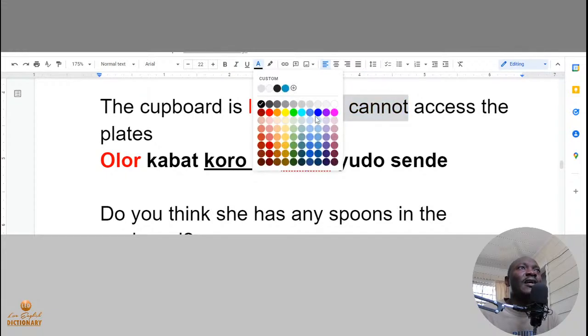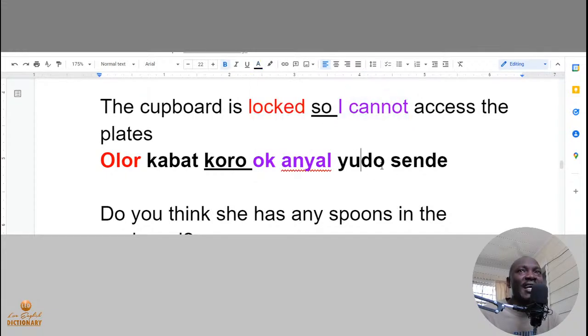Ok anyal. Yudo sende. Access the plates.